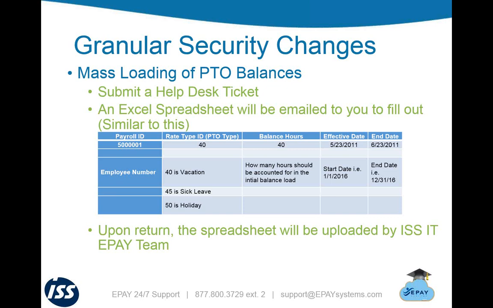We will need to know the payroll ID, which is the employee number. We will need to know the rate type, whatever PTO rate type you want to use. So it could be 40 for vacation, 45 sick leave, 50 vacation, 50 holiday start, and so forth. We need to know how many hours you want to put as a balance for that particular type of PTO for that employee. Then we'll need the start date, or the initial effective date, when we want to get this kicked off. The end date we don't really care about, but if you have a cutoff point, we could put that in there as well. So there are quite a few different ones.